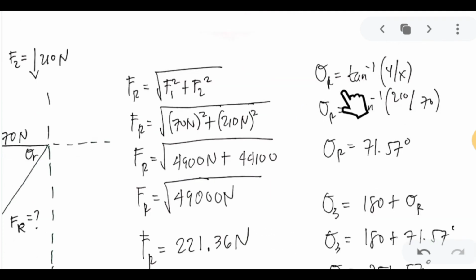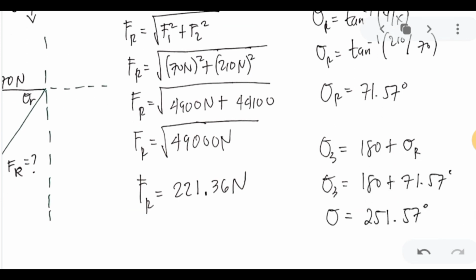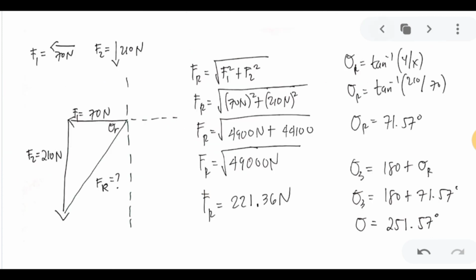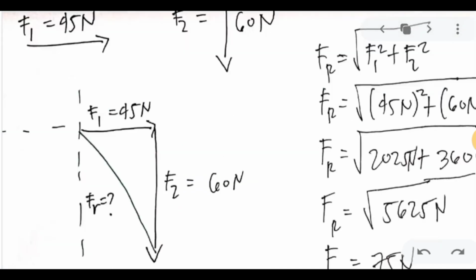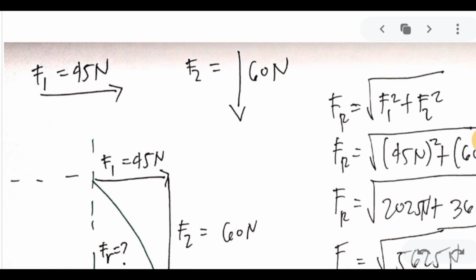To find the direction, the reference angle is equivalent to the inverse tangent of y over x. The value of your y is 210, the value of your x is 70. That is 71.57 on your calculator. Then, to find the direction, that is 180 plus the reference angle. So, 180 plus 71.57 degrees, that is 251.57 degrees. So, if you will plot that on a Cartesian plane, the value is 251, right? It lies somewhere here. Okay? Now, let us proceed to vectors on quadrant 4.